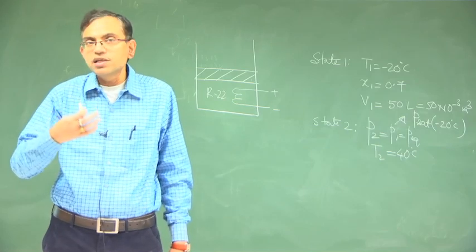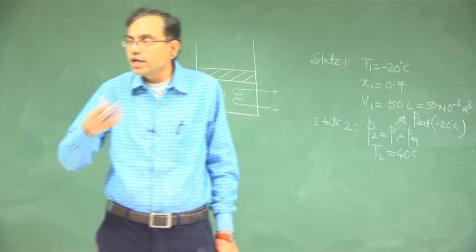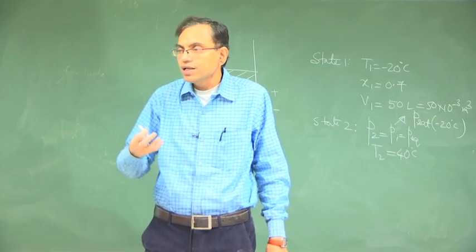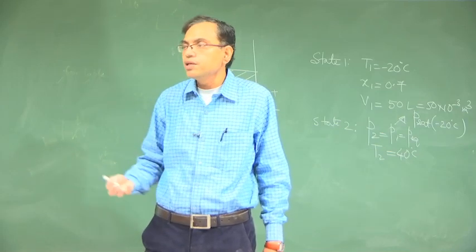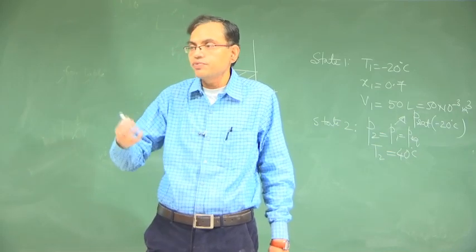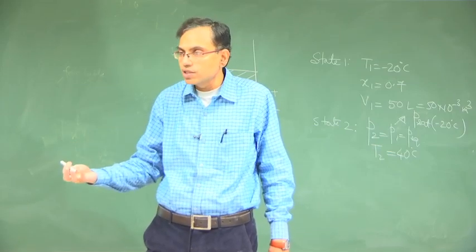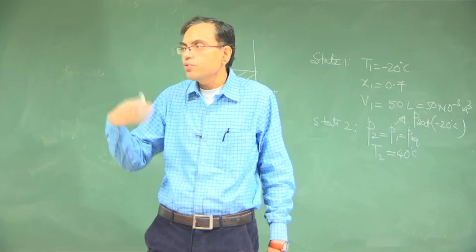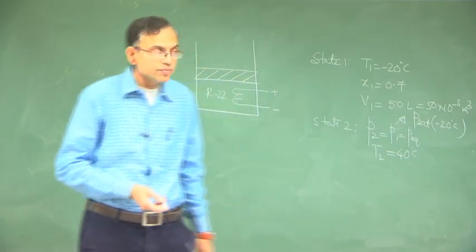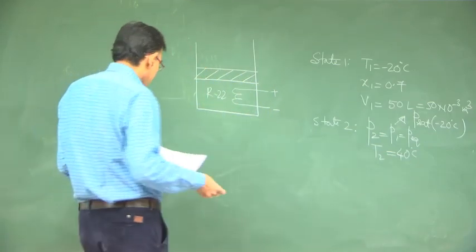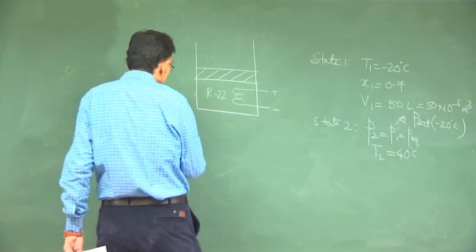Work is considered to be a high grade form of energy, where there is no dissipation due to entropy generation, but heat transfer always will have a lost opportunity of work associated with that, and that therefore leads to entropy generation. So, then let us apply the first law.